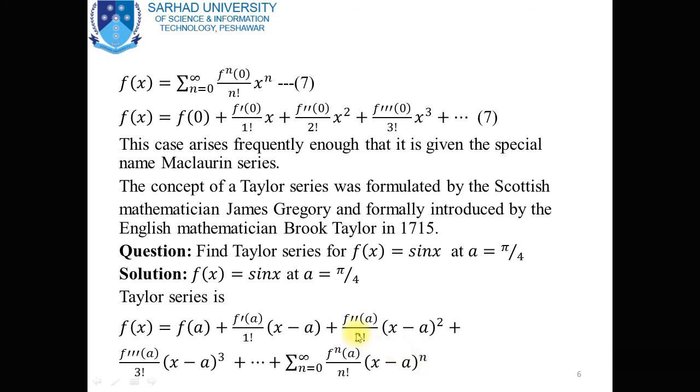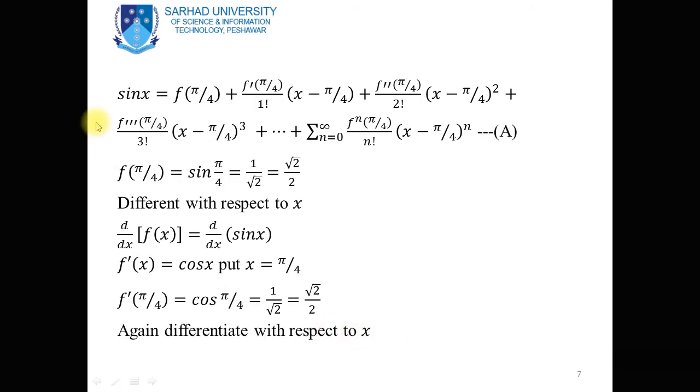So dear students, for this problem, first of all, you see over here, put x equal to a and a equal to pi by 4 in the given function, and then find the derivative of the function at x equal to pi by 4, the second derivative at x equal to pi by 4, the third derivative at x equal to pi by 4, and the nth derivative of the function at x equal to pi by 4.